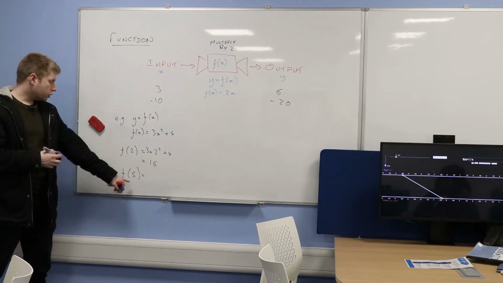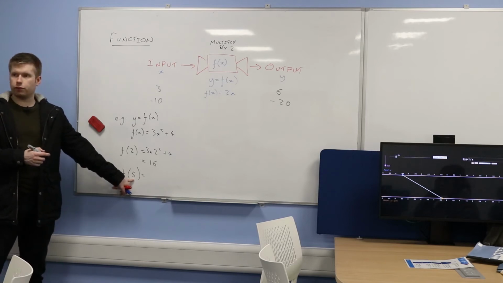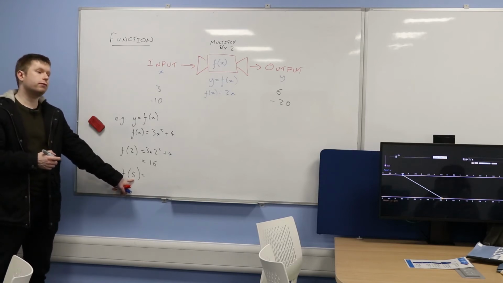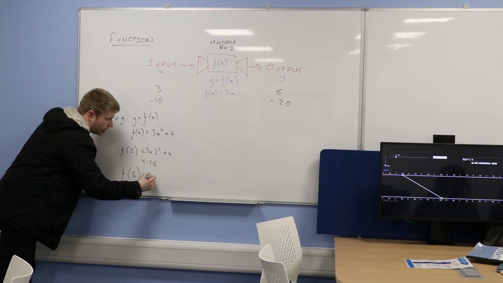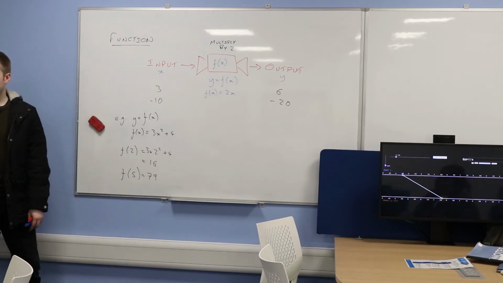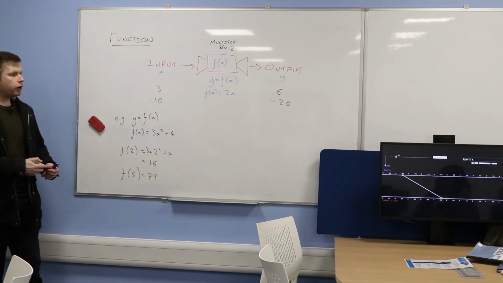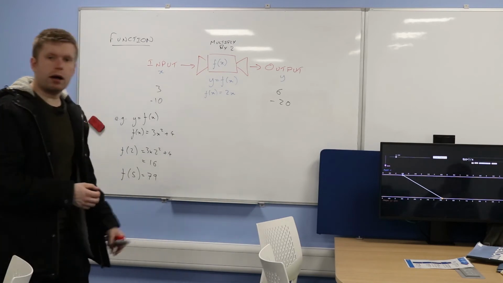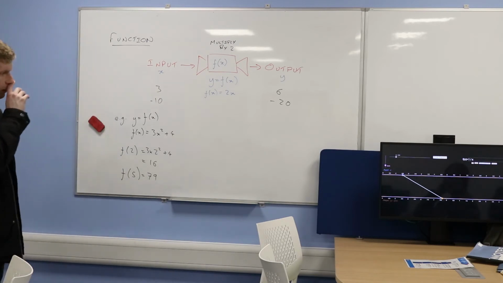79. Good, so I need to square my input first, it becomes 25, times by 3 to become 75.5, add 4, it would become 79. Does that make sense? Yeah? Okay, so have a look at the screen then. I think I can pick it up on there.